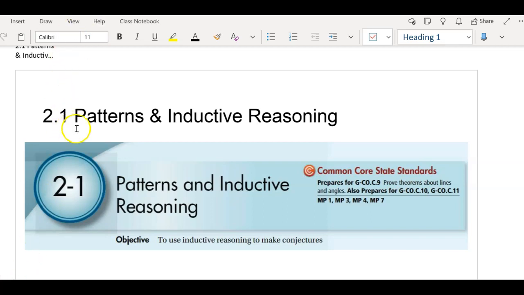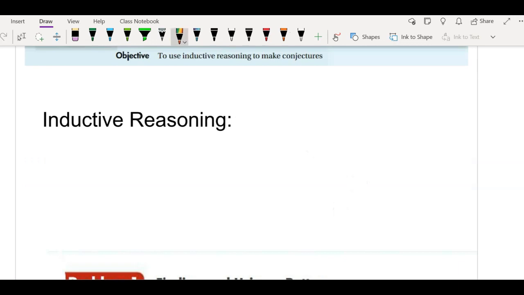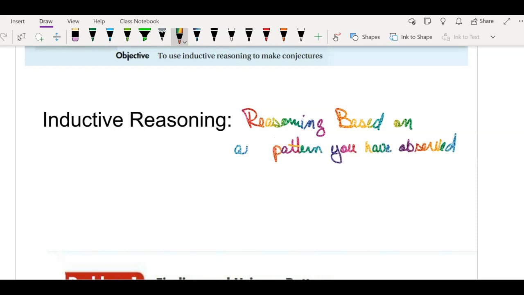Okay, this is section 2.1, Patterns and Inductive Reasoning. When we finish, we're going to be able to use inductive reasoning to make conjectures. Now, what is inductive reasoning? Inductive reasoning is reasoning based on a pattern that you have observed. So once again, inductive reasoning is reasoning that's based on a pattern you have observed.